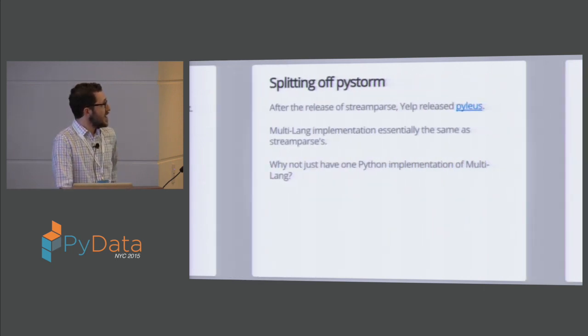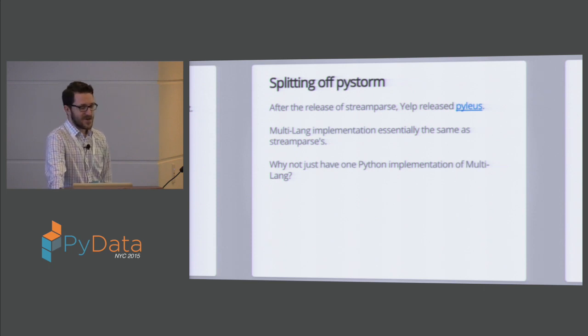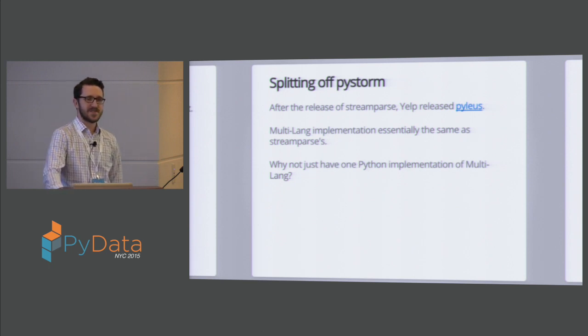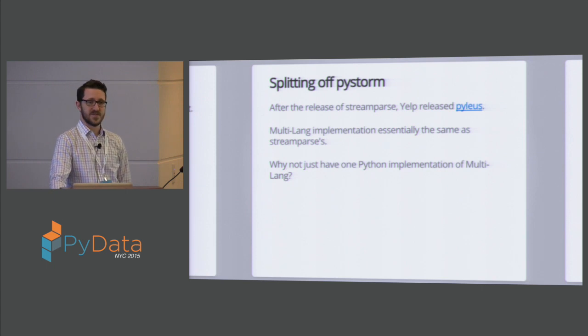So after Streamparse came out, it was only a matter of months later, I think maybe 5 months later, that Yelp came out with this thing called Pyleus, which is their Python Storm library. And we each take different approaches to handling some of the problems with packaging and how you should describe your topology and stuff like that. So I think there's a place for both of them. It just depends on your particular preferences.